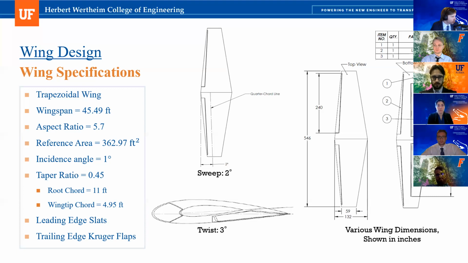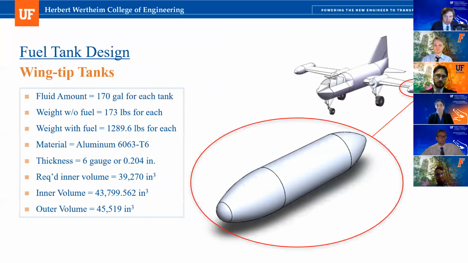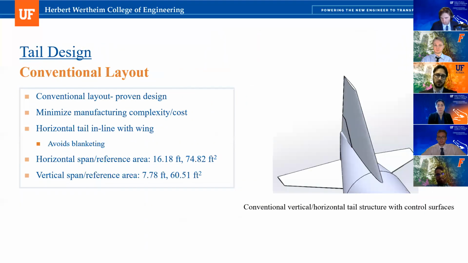And the next thing is, let me check. The tail design is the conventional layout of the tail design. Yes, here. So from this picture, you said here conventional vertical horizontal tail structure with control surface. So I would imagine that small area on the vertical tail is the rudder, right? Is that big enough?